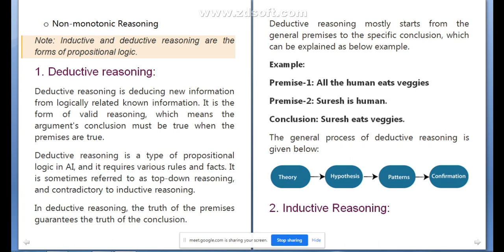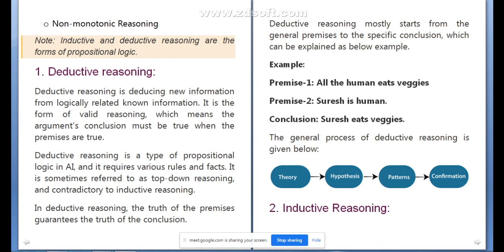So if we have some information, from that particular information we can relate logically known information and deduce some reasoning. It is a form of valid reasoning, which means the argument's conclusion must be true when the premises are true. So deductive reasoning is a type of propositional logic in artificial intelligence.